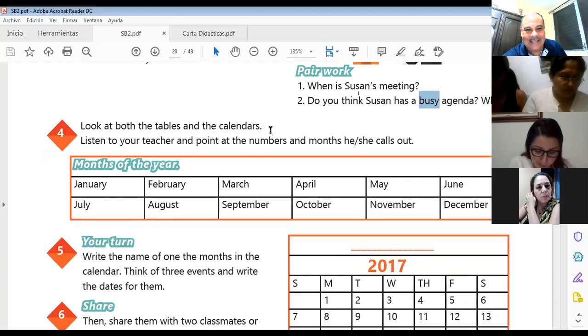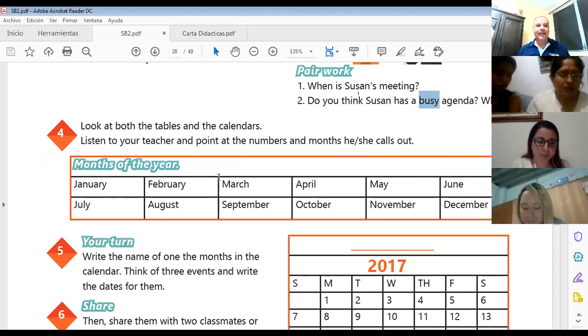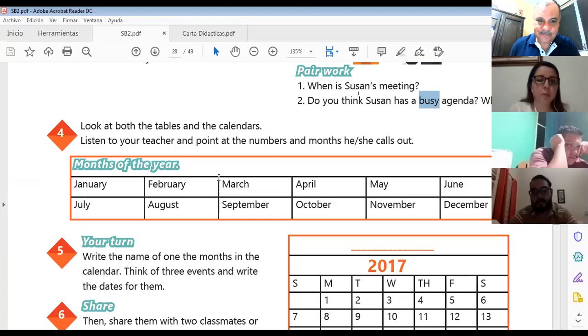Look at both the tables and the calendars. Listen to your teacher and point out the numbers and months he or she calls out. Now, repeat after me, please. January. February. March.